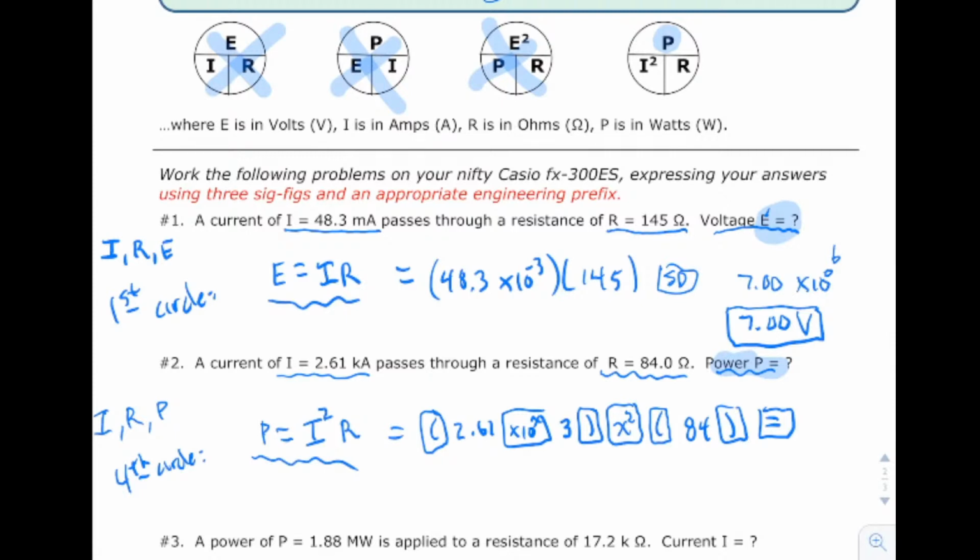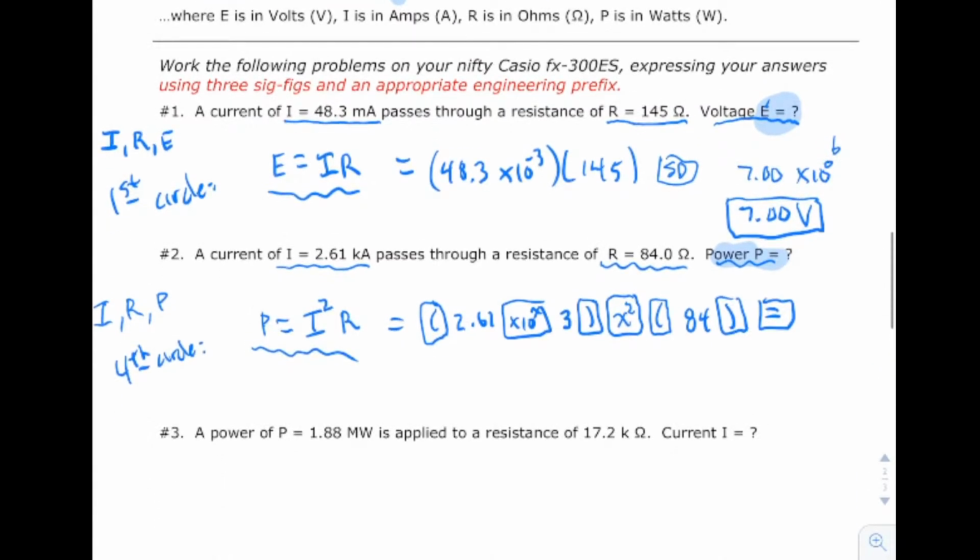Parentheses, 2.61 times 10 to the X button, 3, close parentheses, square button, open parentheses, 84, close parentheses, equals. And this time I don't have to hit the SD button. It's not giving me a fraction. It's giving me a straight number. It's telling me that the answer is 5.72 times 10 to the 8th. Now remember, we don't want 10 to the 8th. We want a 3, 6, or 9. So we hit the ENG button just once, and it says 572 times 10 to the 6th. There, that's better.